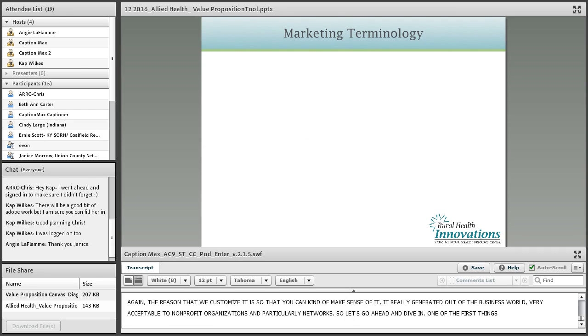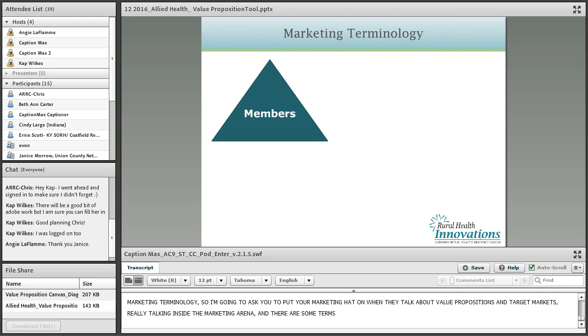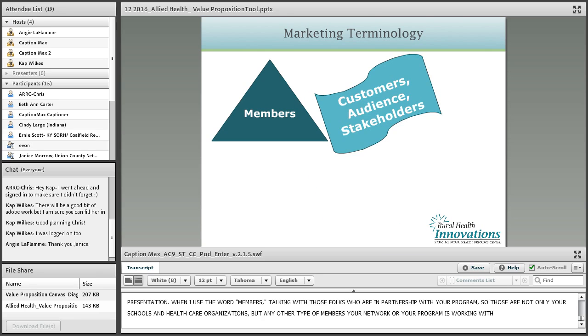One of the first things to talk about is some marketing terminology. I'm going to ask you to put your marketing hat on when we're talking about value propositions and target markets. We're really talking inside of the marketing arena, and there are some terms I want to make sure we are familiar with, as I'll be using them throughout the presentation. When I use the word members, I'm really talking about those folks that you're in partnership with in your program. So those are not only your schools and your healthcare organizations, but any other types of members that your network or your program is working with closely.